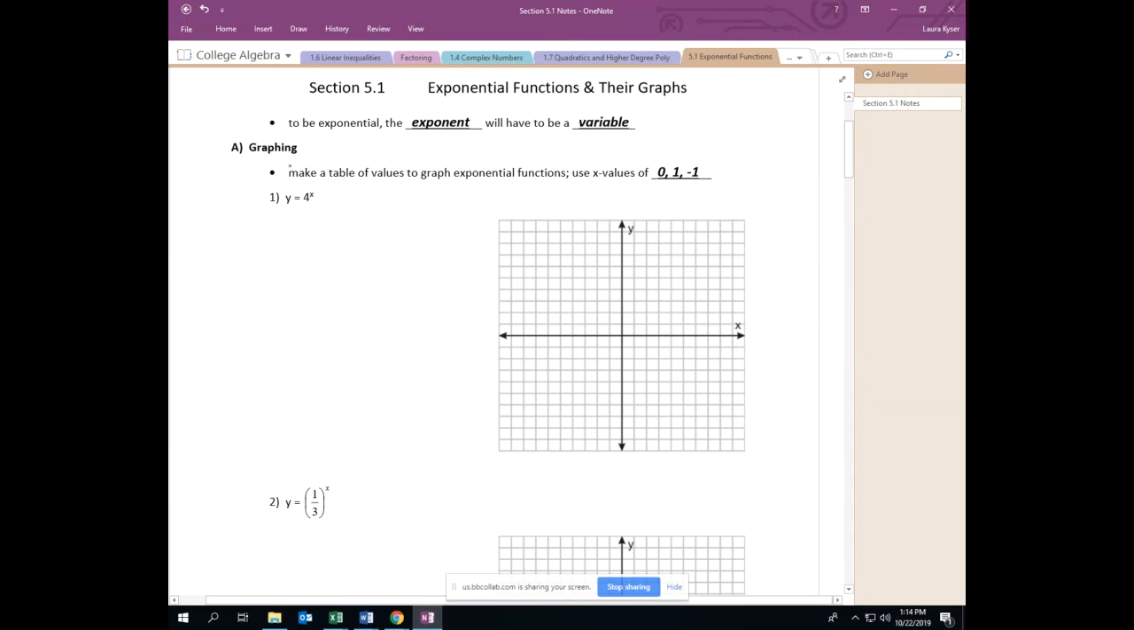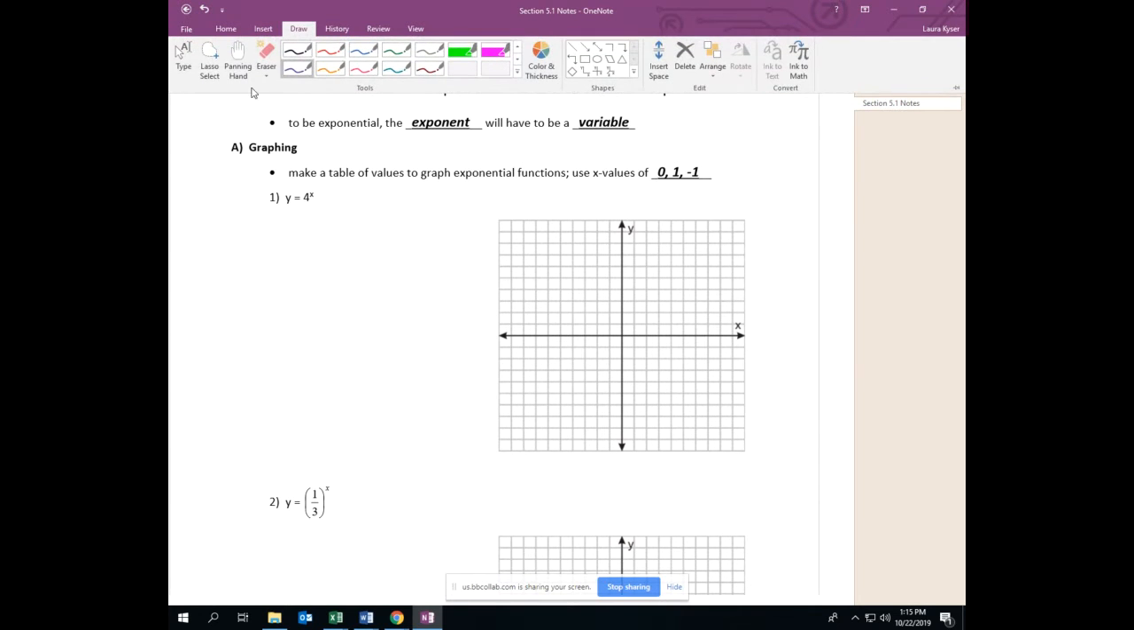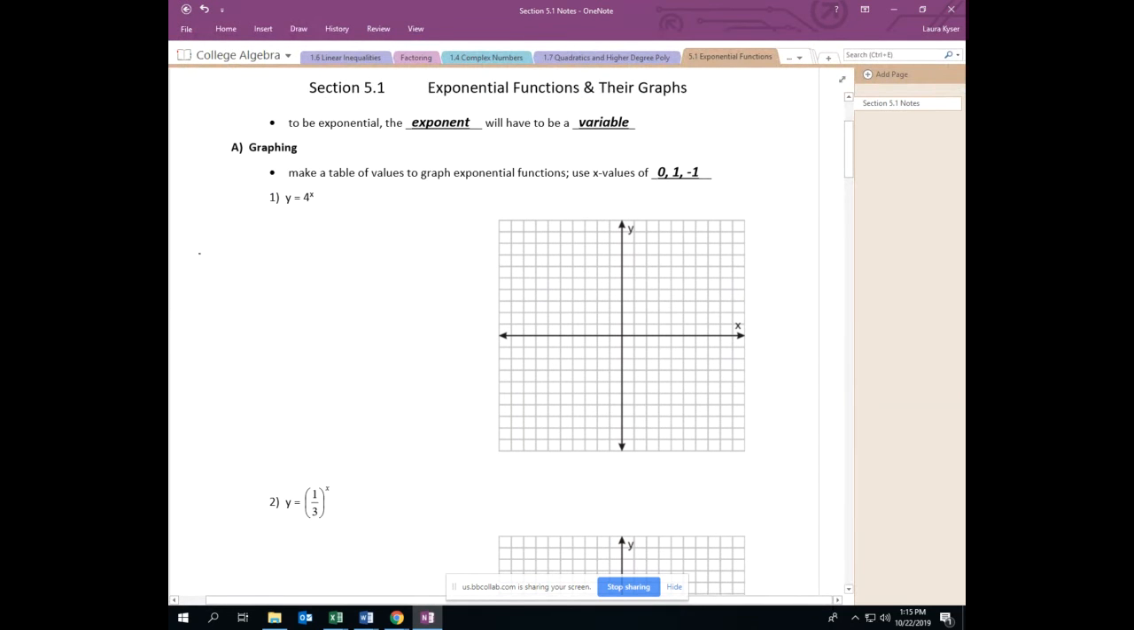So let's take a look at this first example. The first one here is y equals 4 to the x power. So what makes a function an exponential function is that it has a variable in the exponent position in your function. Now, when we graph these, we're going to make ourselves a t-table.